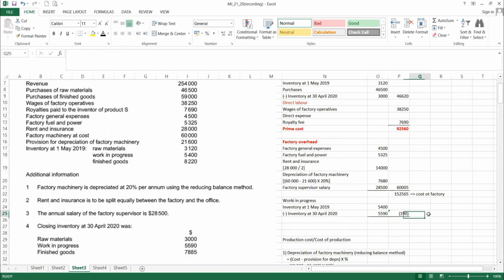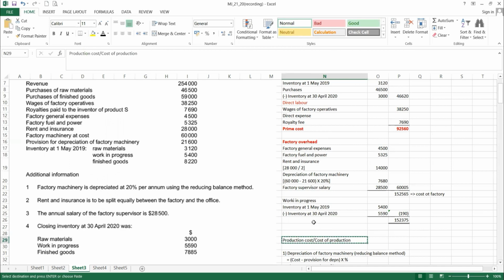There is an important thing that in the account, the statement format, you don't put negative in front. Math is a negative, but accounts put bracket. So we take this amount minus 190. So we get this, 152,375, which is considered our production cost, or cost of production.